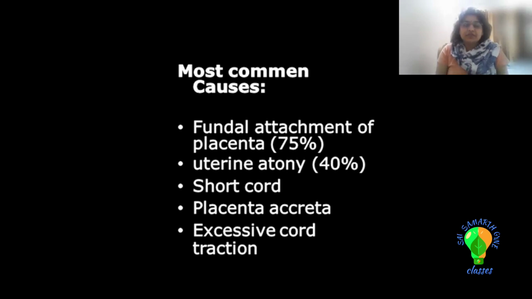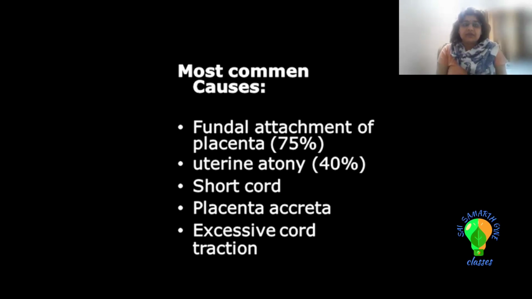Sometimes the cord is very short, and a normal amount of traction will also lead to inversion. If it is placenta accreta, what will happen? The placenta has entered inside the myometrium. It goes deep, passing the endometrium, it reaches up to the myometrium, and now you are pulling on the cord, but still over time it is not able to separate.